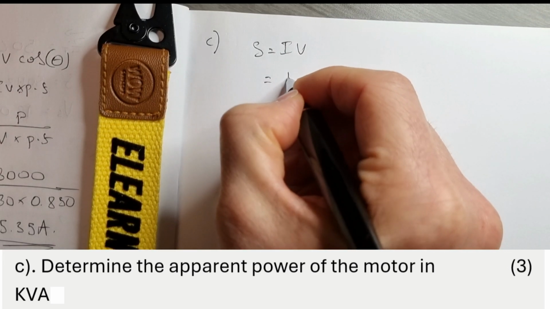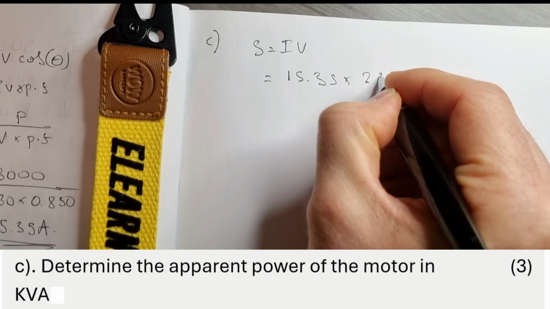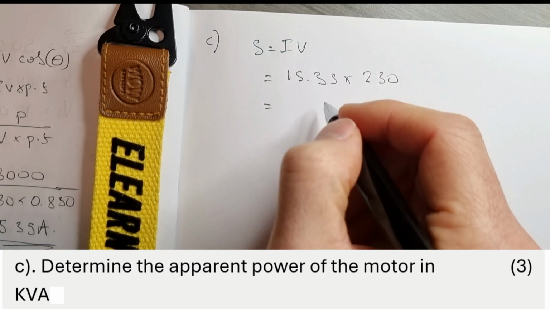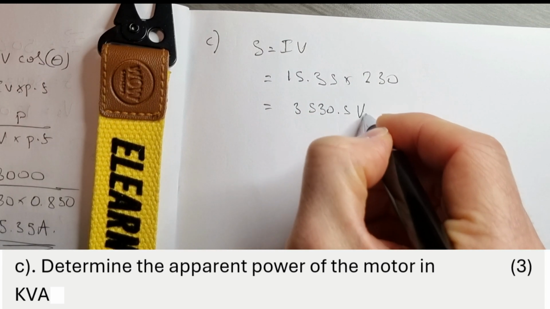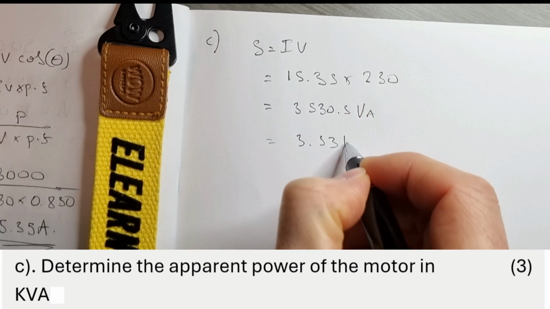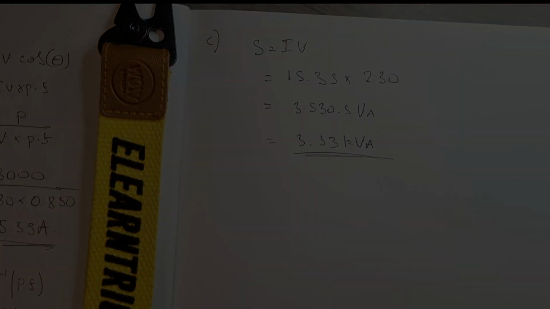For part C, we're asked to work out the apparent power S, which equals IV. In this case, that is 15.35 multiplied by our voltage of 230, and that gives us a total apparent power of 3530.5 volt amps, or 3.53 kilovolt amps.